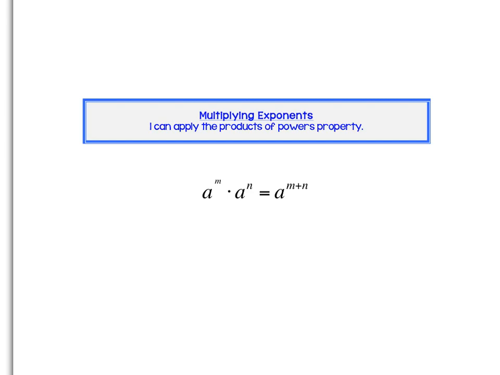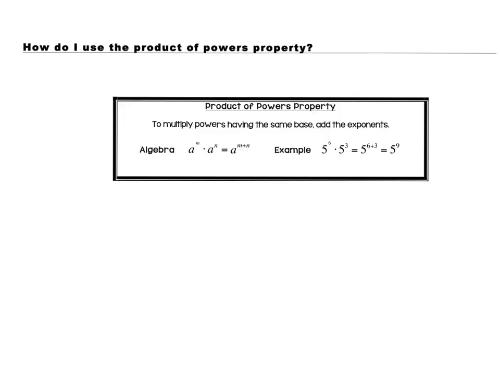In this lesson, we're going to look at multiplying exponents by applying the product of the powers property. All right, so how do I use the product of the powers property? First of all, the product of the powers property says to multiply powers having the same base, we add the exponents. So we're going to be adding the exponents.